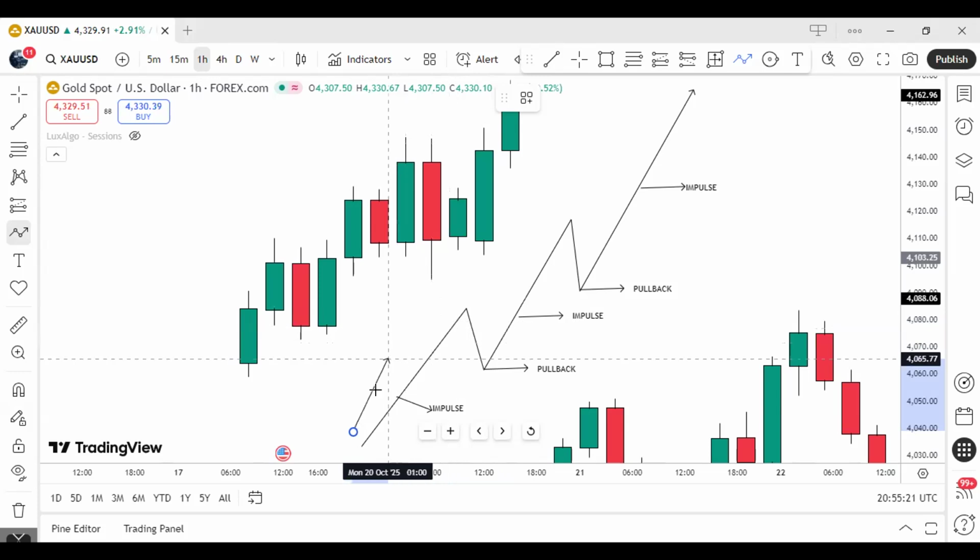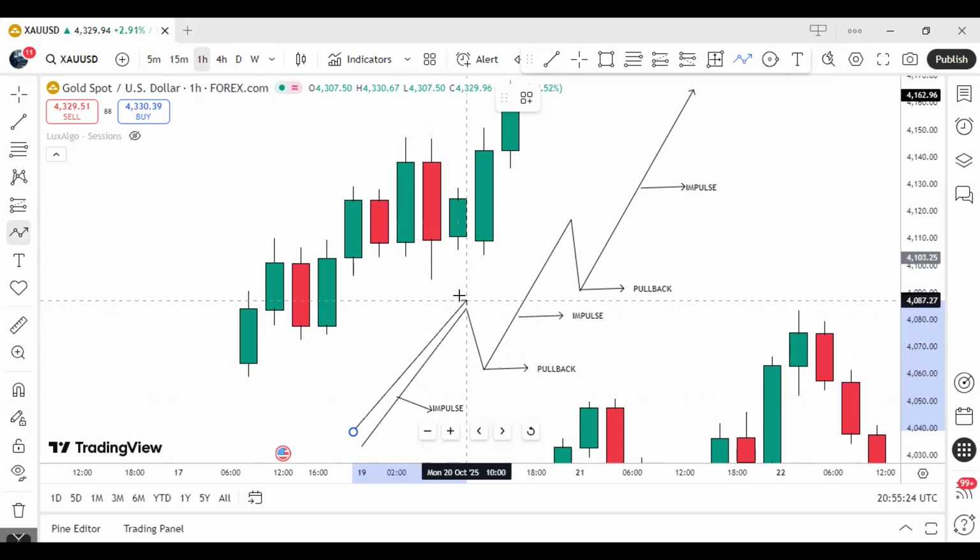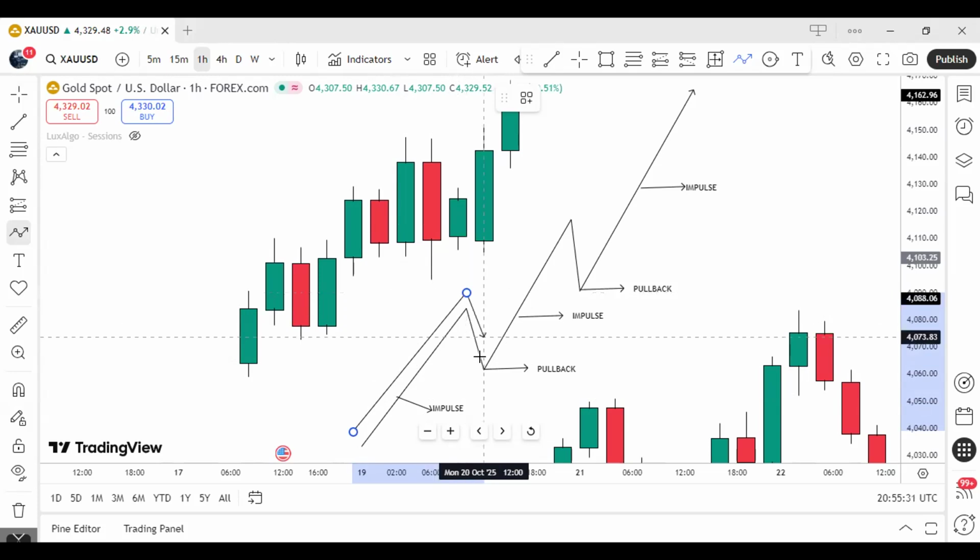Those fair value gaps and those heavy momentum candles you see going to the upside are what we refer to as impulse. And those temporary reversals to the downside before another impulse move are what we refer to as pullback. So this is an impulse, and this is a pullback here.